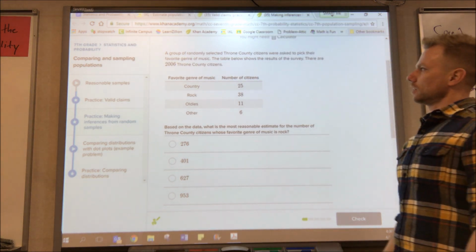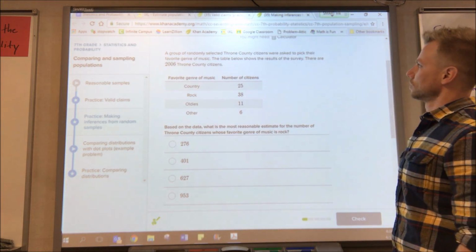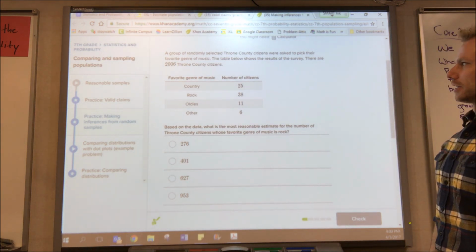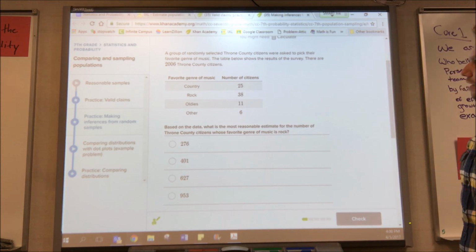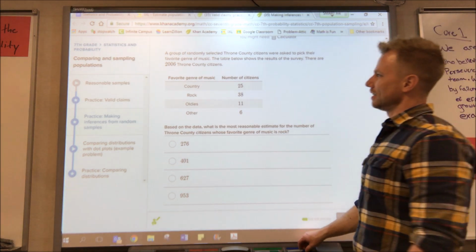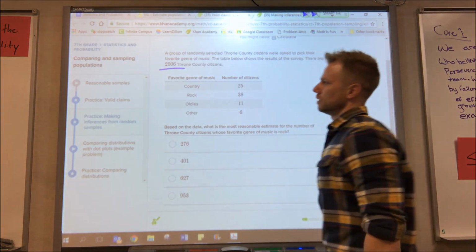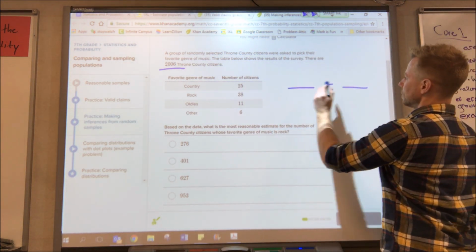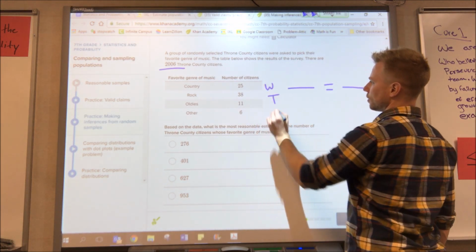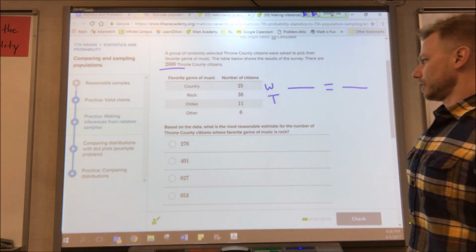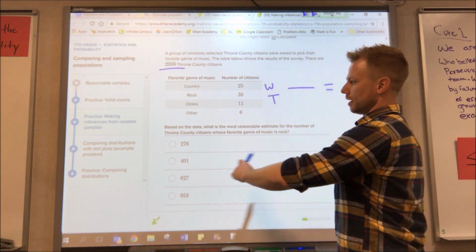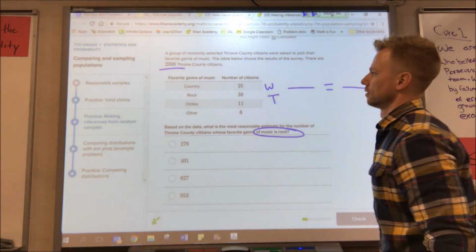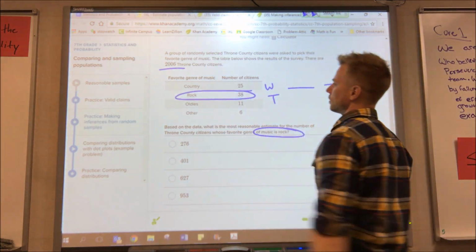A group of randomly selected Throne County citizens were asked to pick their favorite genre of music. The table below shows the results of the survey. There are 2,006 Throne County citizens. Okay, again, we need a proportion, we need our want and our total. It says, based on the data, what's the most reasonable estimate for the number of Throne County citizens whose favorite genre is rock? Okay, so rock is what we want.